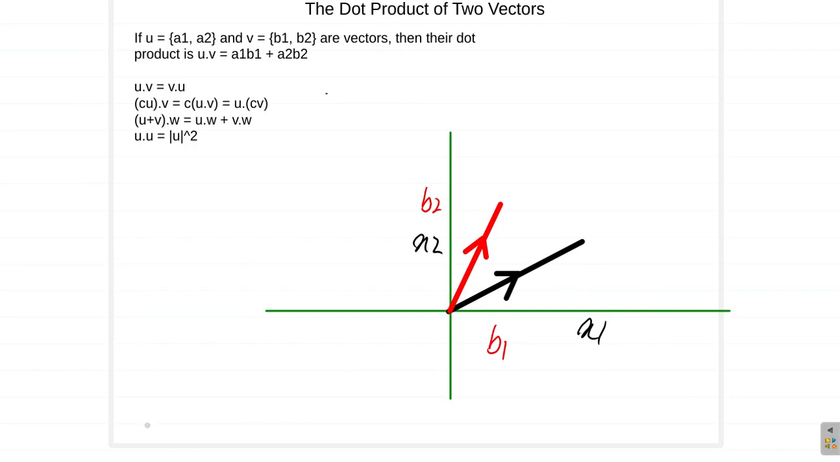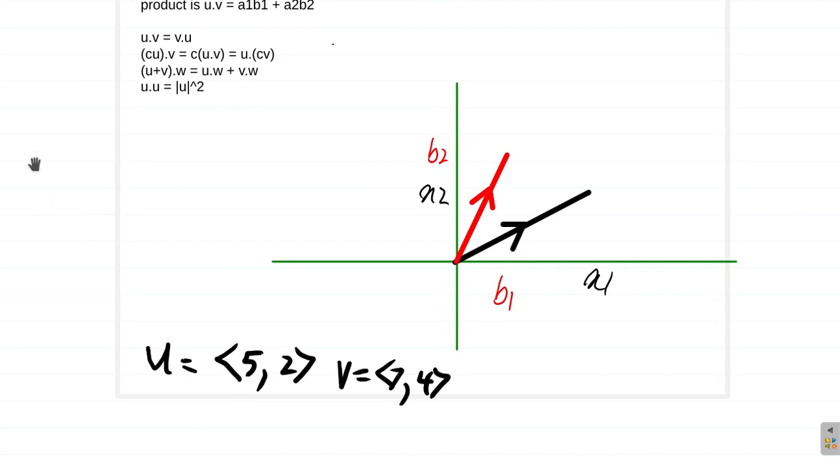Suppose you have u is the vector 5, 2, and v is the vector 7, 4. Then, what is the dot product of u and v? u dot v is equal to.